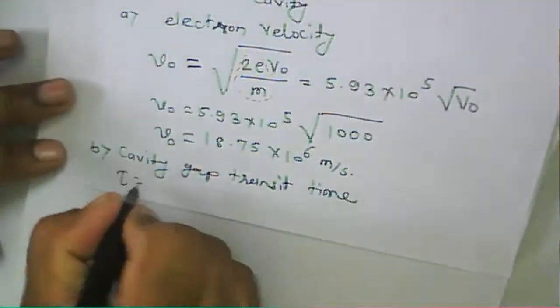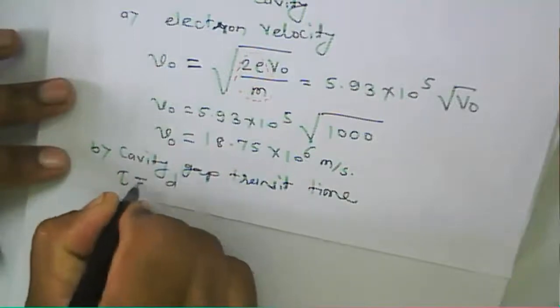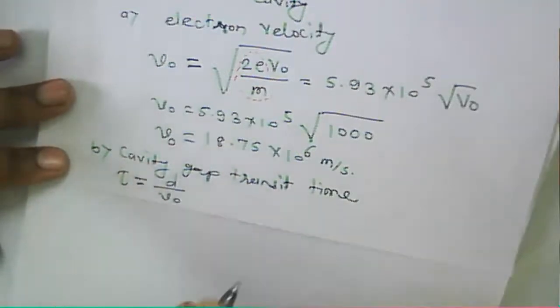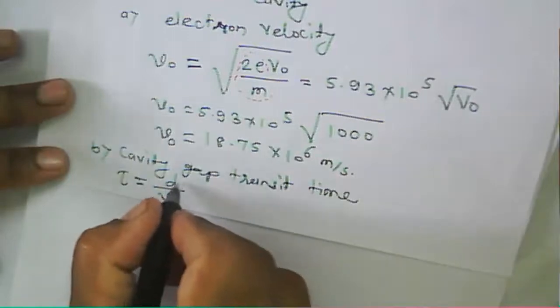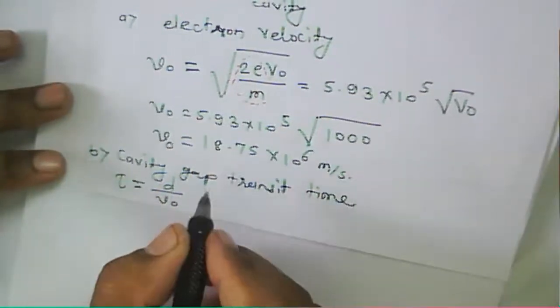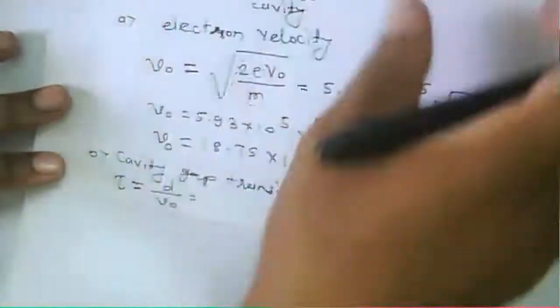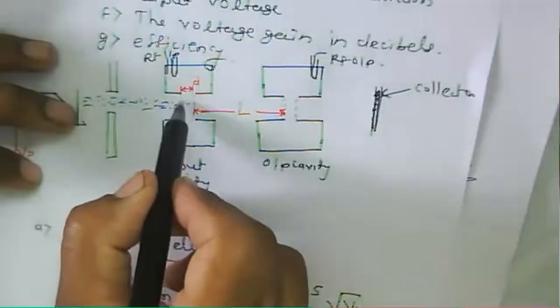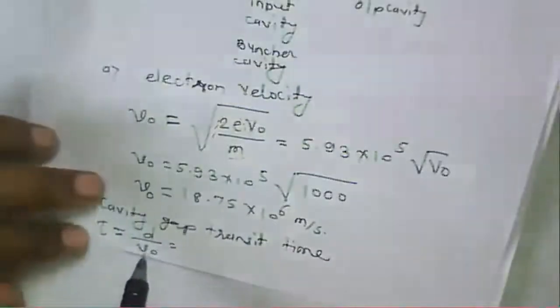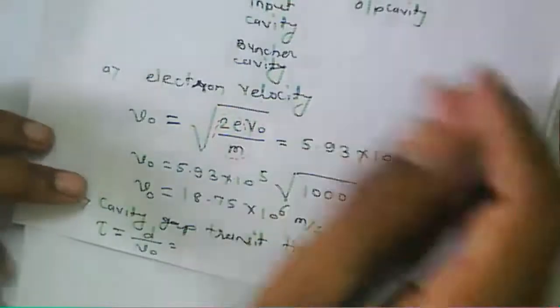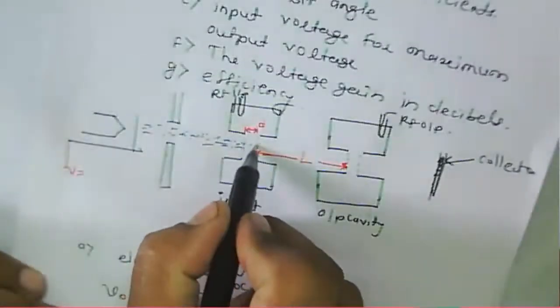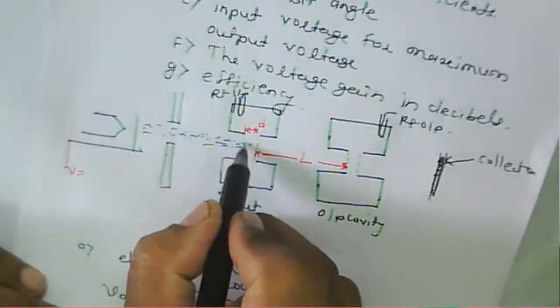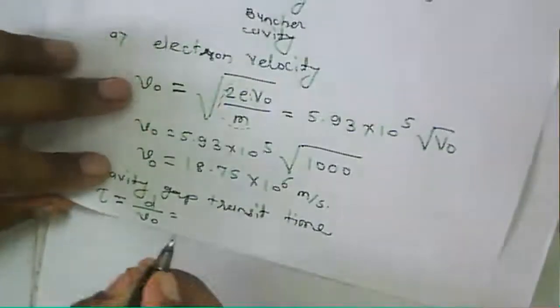That is tau, equal to the gap between the cavity divided by the electron velocity. D is nothing but the spacing, the cavity spacing, called the cavity gap. The cavity gap divided by the velocity gives the gap transit time, meaning the electron propagating through this particular gap. That's why I can say it is the cavity gap transit time.